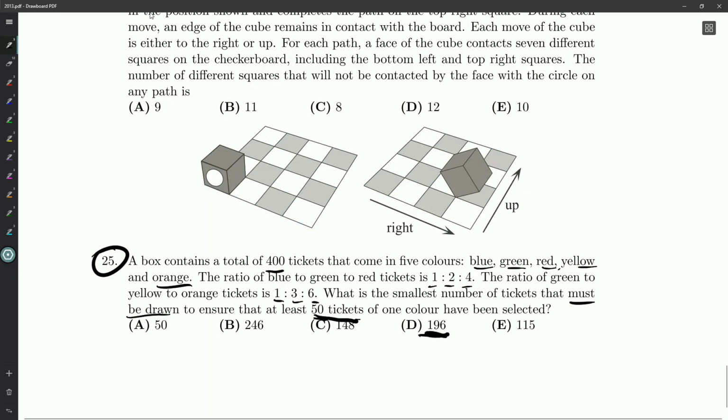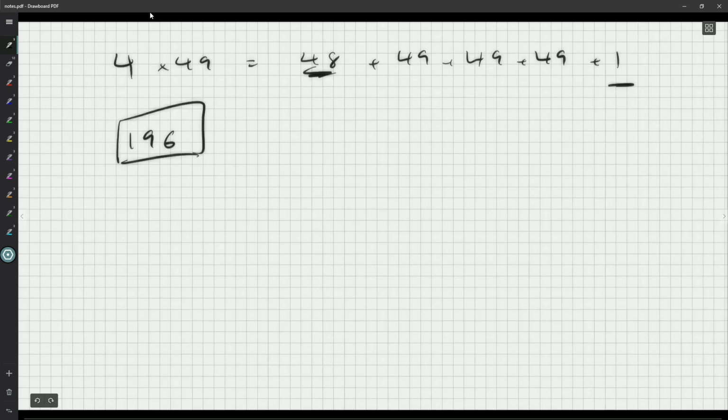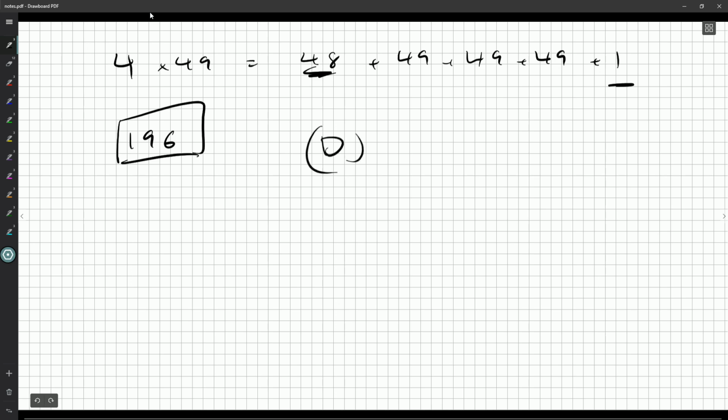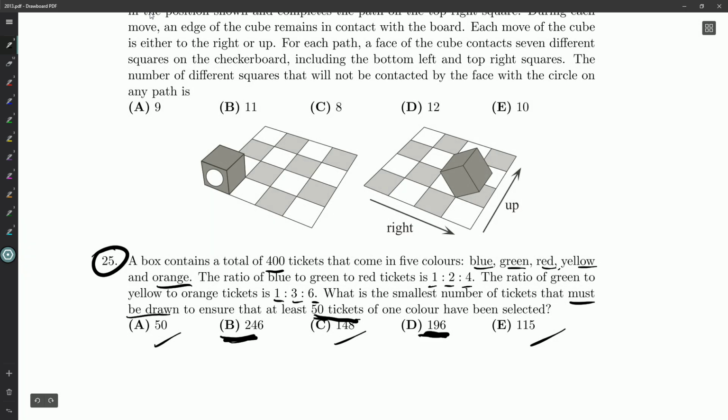196, there it is. Okay, you'll notice it beats out these ones here. The only thing that could be more is B. We're taking the advantage of the multiple choice nature. Say D is our answer, and we can see if you got 246 tickets, you would have had 50 a long time ago. Okay.